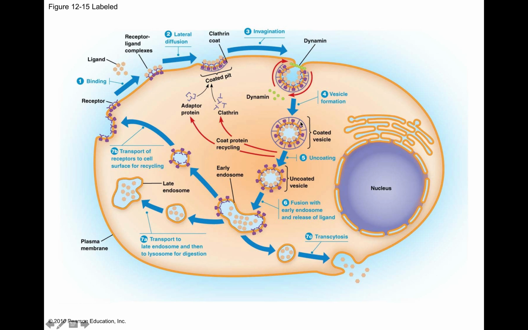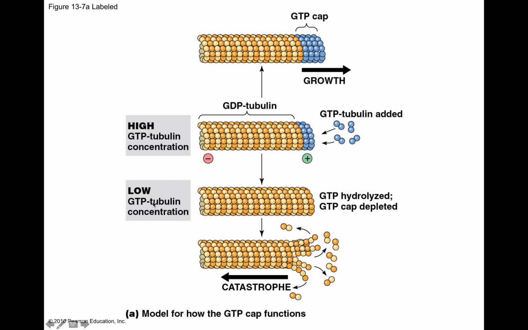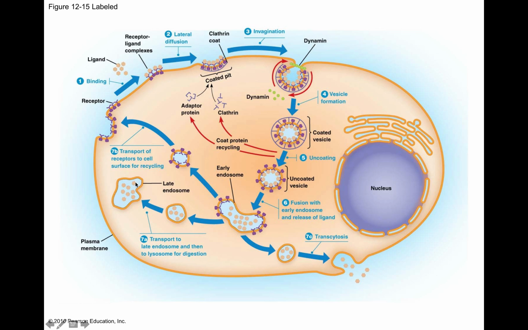Then that coated vesicle enters the cell. It becomes uncoated, and the clathrin is recycled to do that again. This uncoated vesicle fuses with a compartment that has a low pH called an early endosome, which becomes a late endosome. And that low pH will cause the ligand that came in to uncouple from the receptor, and then the ligand can be digested in a late endosome or lysosome, and that's how the cell can bring in things like cholesterol into the cell.